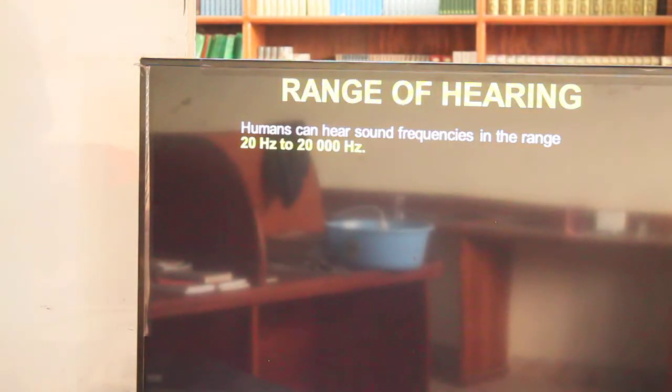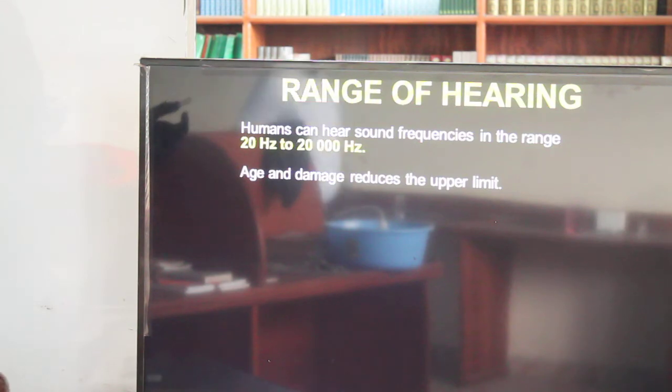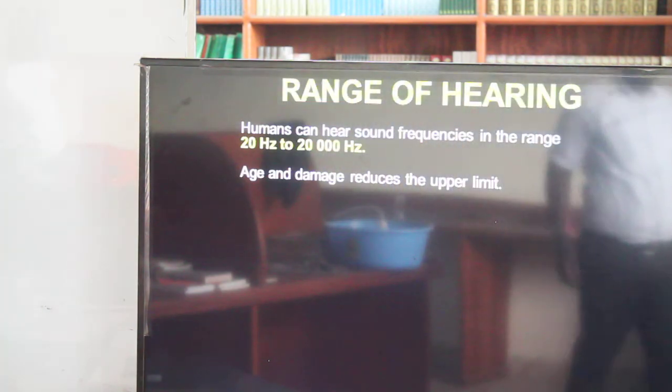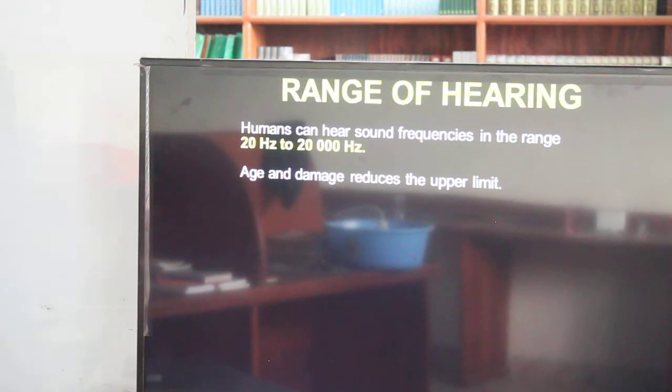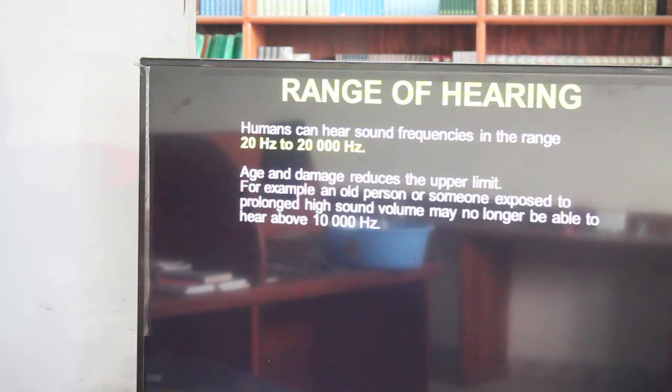So what is the range of hearing? Humans can perceive sound which is produced from a range of 20 Hz to 20,000 Hz, depending on the pitch and loudness of the particular sound. But of course, biologically, age can damage and reduce the upper limit that one can perceive.